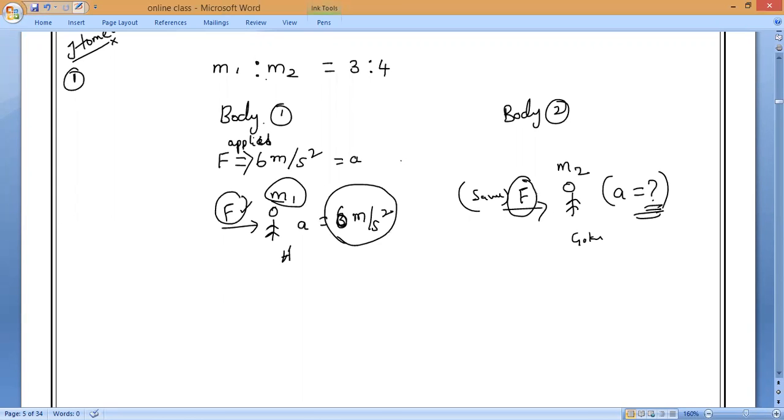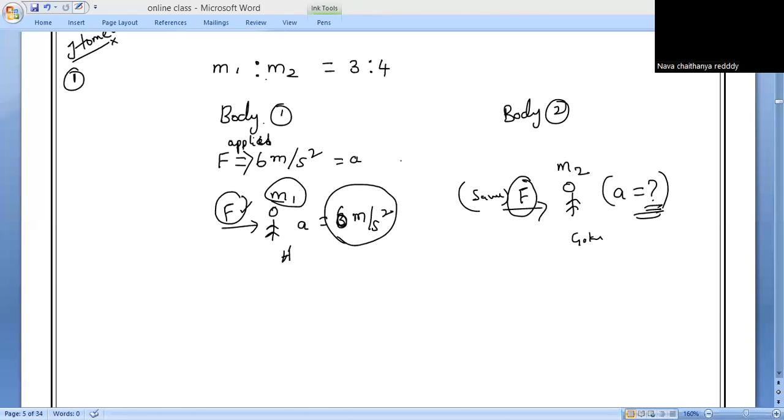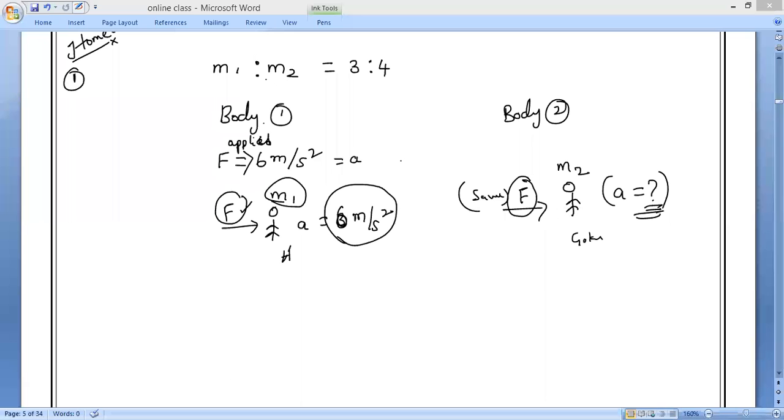Now they have given in the question, observe very carefully. Let the force acting on the two bodies be F. We don't know that, so we have to assume it as F. Now what is the mass ratio they have given? Two bodies having a mass ratio of 3:4.